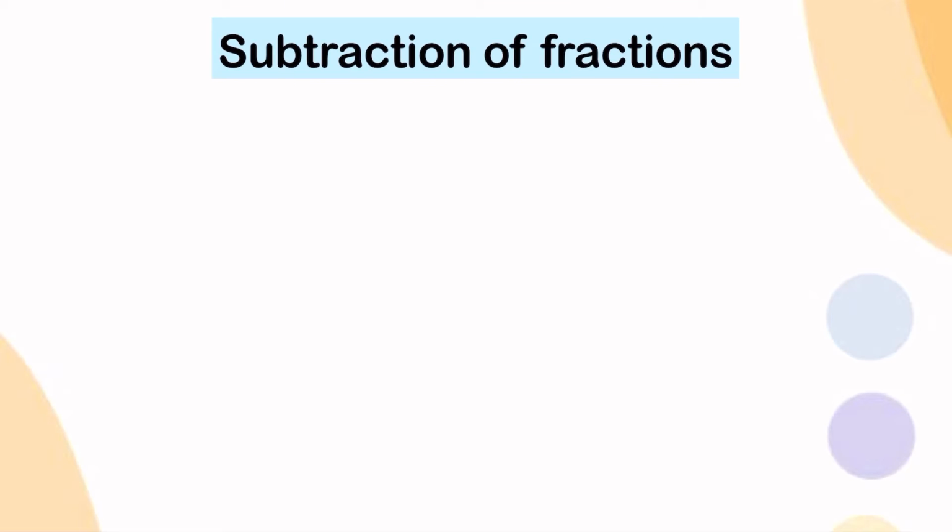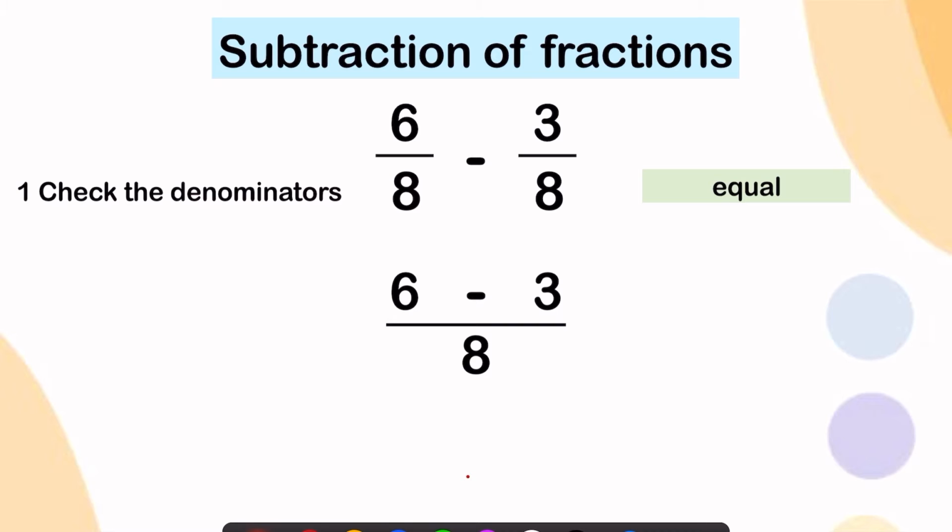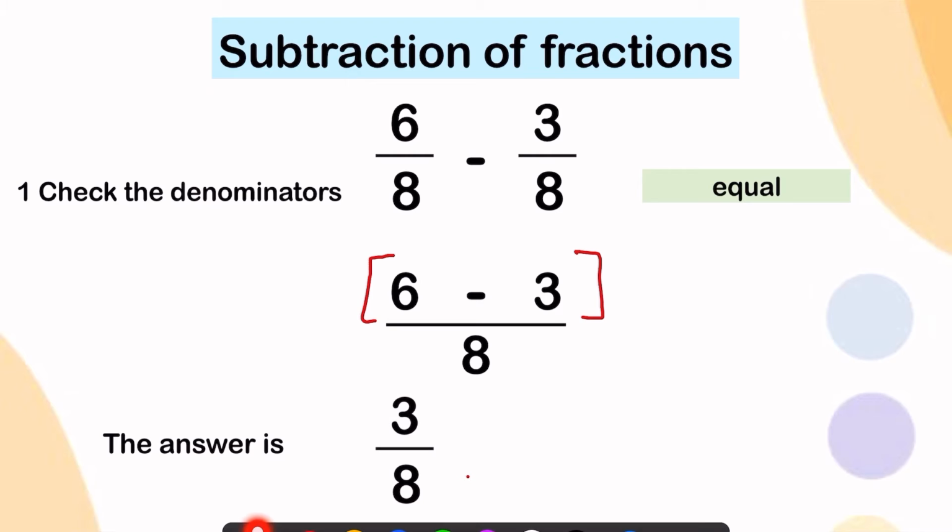What about subtraction of fractions? We just do the same as addition, okay? So we have 6 over 8 minus 3 over 8. First step, you check the denominator. We have 8 and 8, so they are equal, right? When they are equal, it's easy. You can find the answer by keeping the denominator for your answer and then subtracting the numerators. So 6 minus 3 equals 3, right? So the answer is 3 over 8.